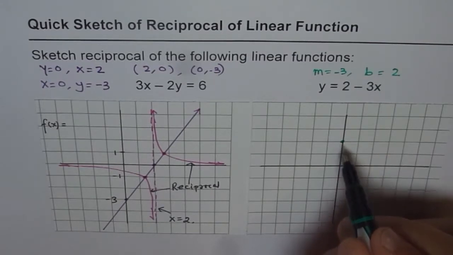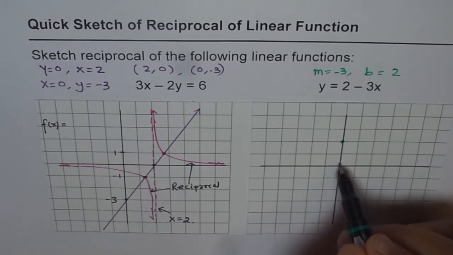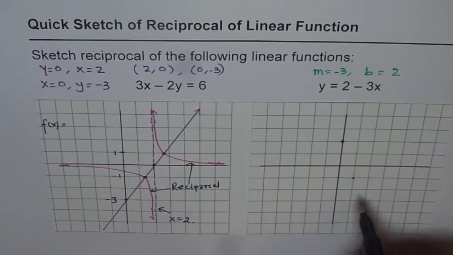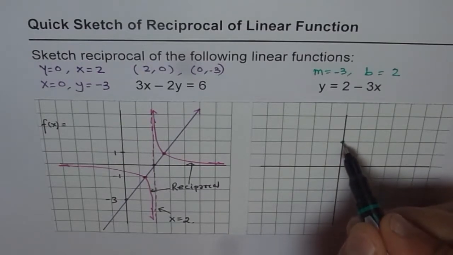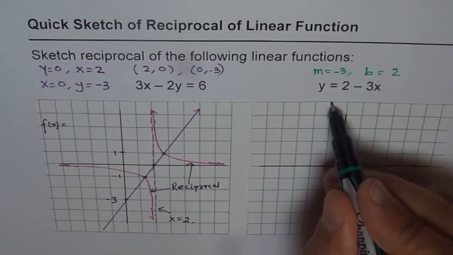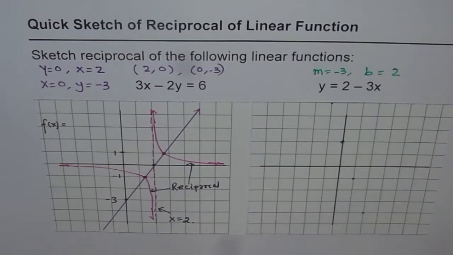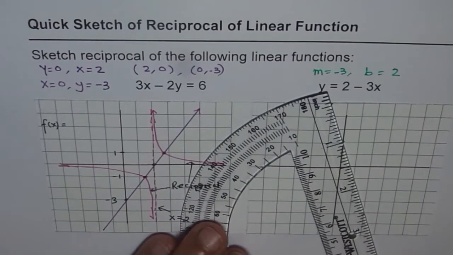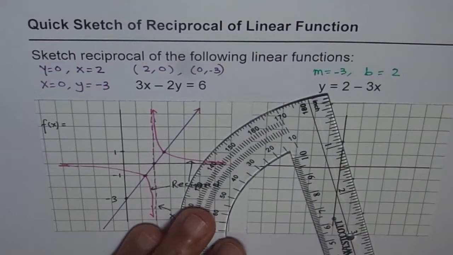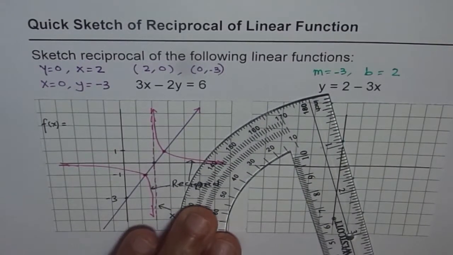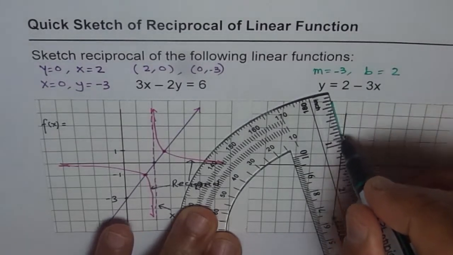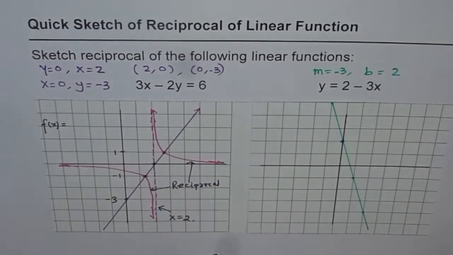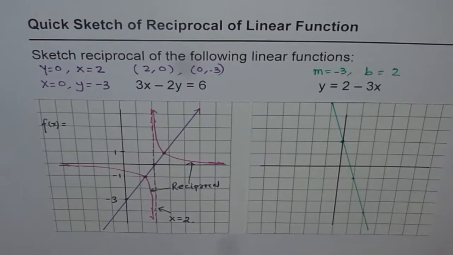So start with y-intercept 2. Slope is minus 3. That means we can go down 3 units, 1, 2, 3, and 1 right, and get more points. 1, 2, 3, 1 right, like that. You can also go up 1, 2, 3 and left, right? That way we get more points. Joining them gives us a straight line which represents the given equation y equals 2 minus 3x. Now we have to draw a reciprocal of this line.